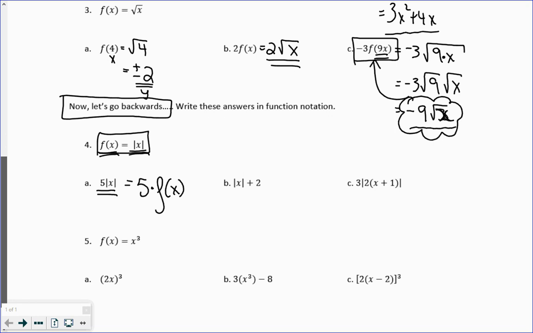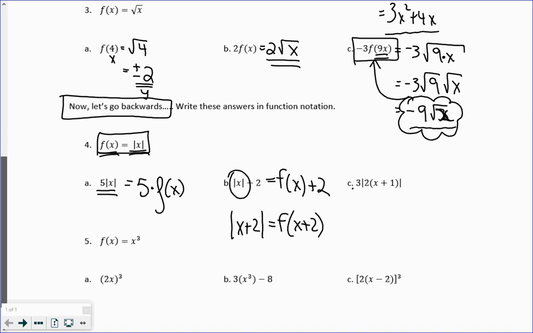Root x plus, so absolute value of x plus 2. So again, this is my function. So I'm just going to write it as f of x plus 2. But make sure that plus 2 is outside of the brackets. This question and this question are totally different questions. This one means that. So you've got to really pay attention as to whether that 2 is inside the function or outside the function.